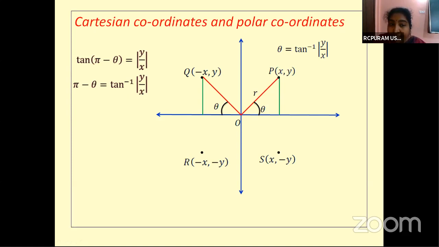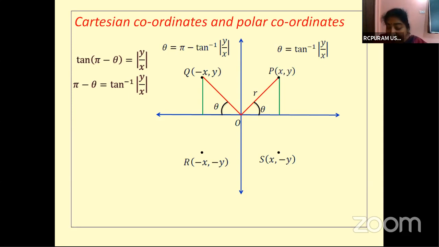I want only the theta value. That means only theta. If I want theta, you send this to this side, and tan inverse you can send this way. So theta is equal to pi minus tan inverse modulus of y by x.